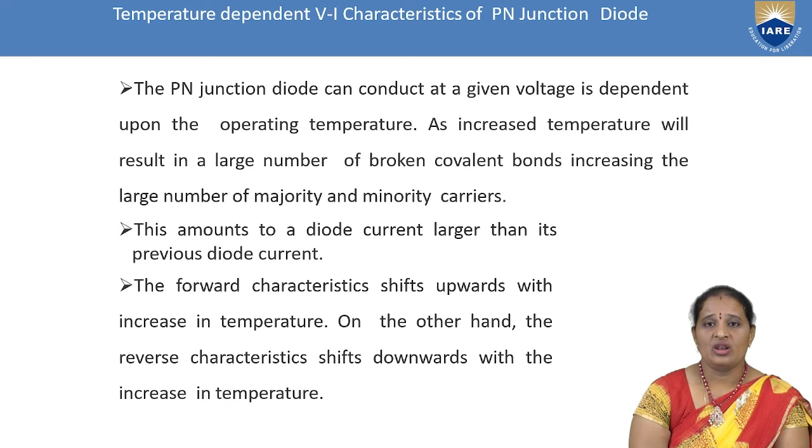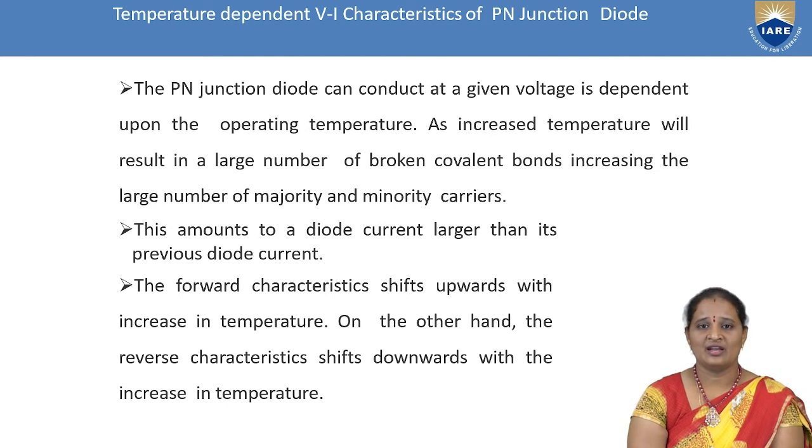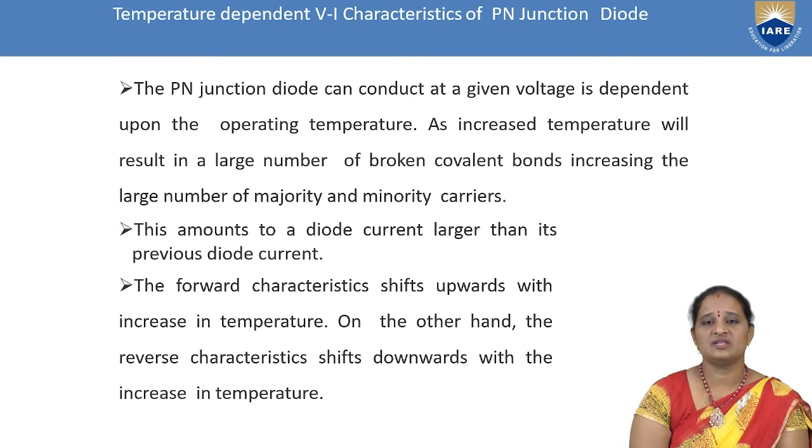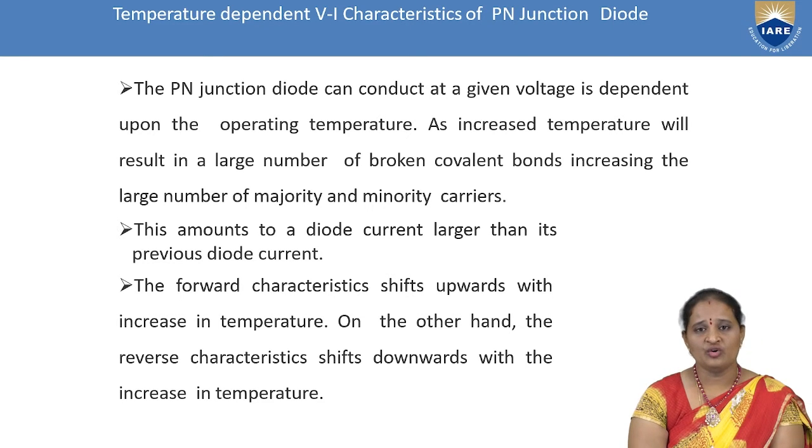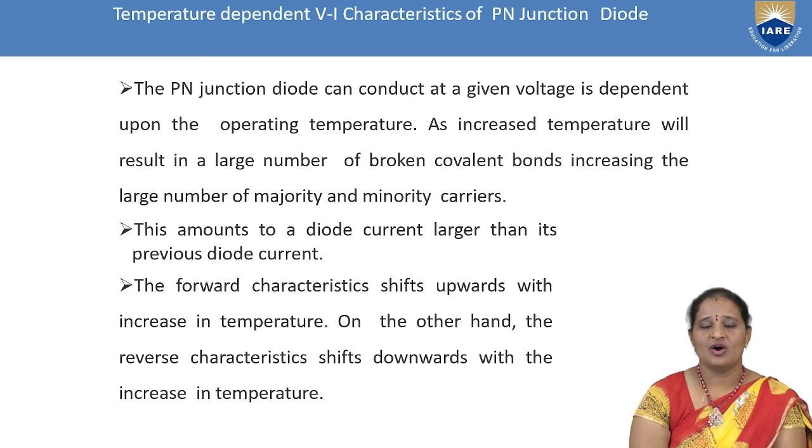And first of all, the PN junction diode can conduct at a given applied voltage, which will definitely depend upon the temperature, that is the operating temperature. So if there is any increase in the temperature, what happens? An increase in the temperature gives thermal energy to the electrons or holes. Thermal energy of the majority charge carriers will be increased with the increase in the temperature, due to which the electrons or free charge carriers acquire more velocity.